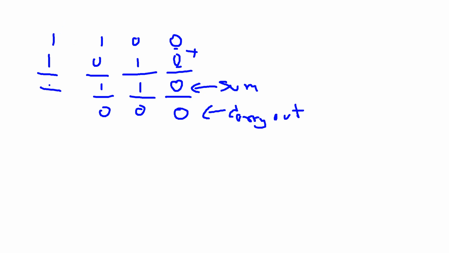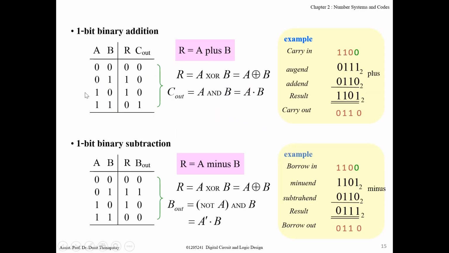1 plus 1 is 2. No, you cannot write 2, right? Then it's 0, right? And 1 carry out. Okay, so this is the result, right? And carry out. 0 plus 0 is 0, no carry out. 0 plus 1 is 1, no carry out. 1 plus 0 is 1, no carry out. 1 plus 1 is 0 and 1 carry out. Now, if I want to design the circuit, what should I do?